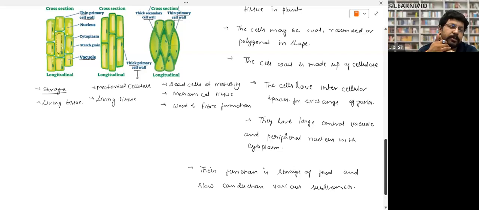What is the parenchyma tissue? What are the meristematic tissues? These are all 2-marker questions for your school examination. Whenever they ask, you have to draw the diagram to get good marks. They can even ask you to draw a well-labeled diagram and explain it. If they ask you to describe the parenchymatous tissue, then you have to draw the diagram.